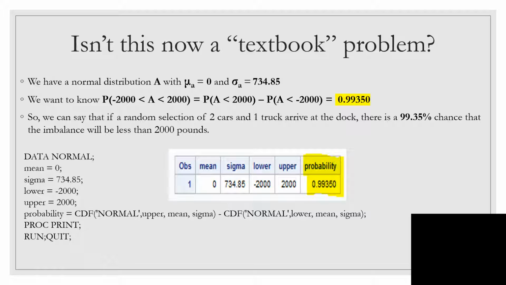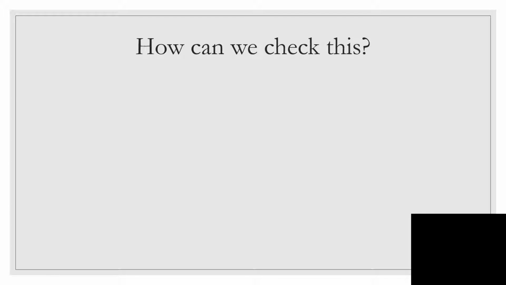And we find that there is a 99.35% chance that the imbalance will be less than 2,000 pounds. And of course, it's up to management to decide what happens when a selection of vehicles arrives and they violate that 2,000 pound restriction. Maybe they'll put them in a holding pen for a while, bring in some new vehicles, whatever, but it doesn't happen very often.